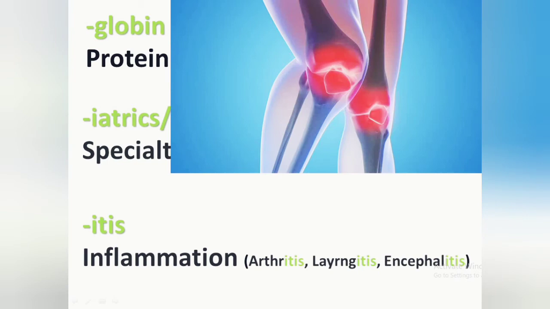Another is itis, which means inflammation. The medical term arthritis means the inflammation of bone joints. Another term is laryngitis. Laryngitis means inflammation of the larynx. Encephalitis means the inflammation of the encephalon, which means brain. It might be because of several viruses.